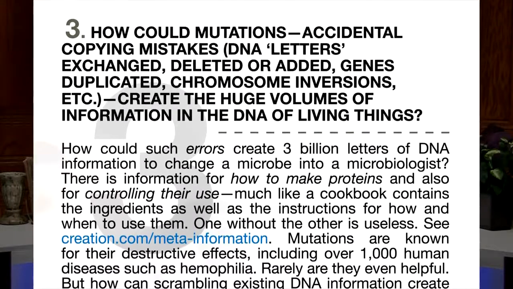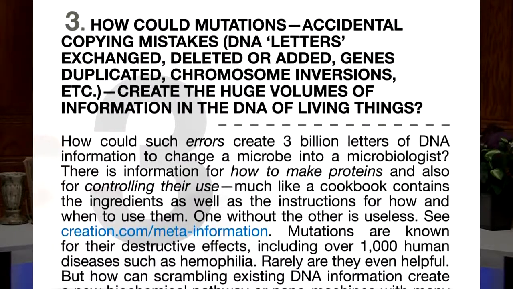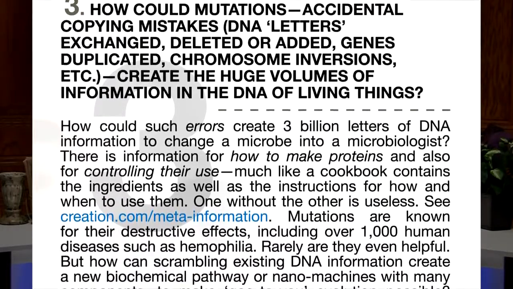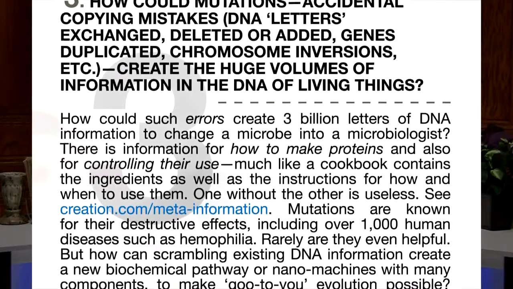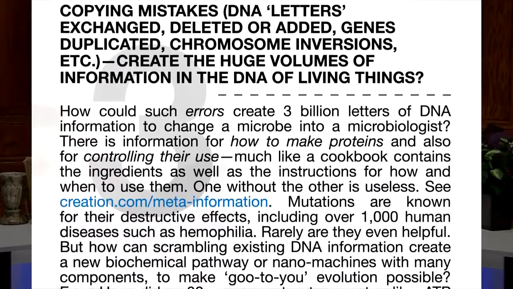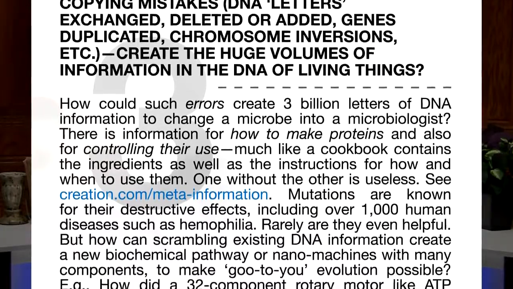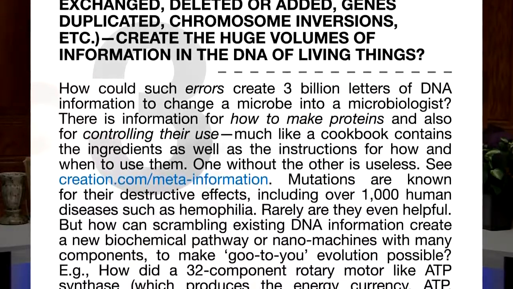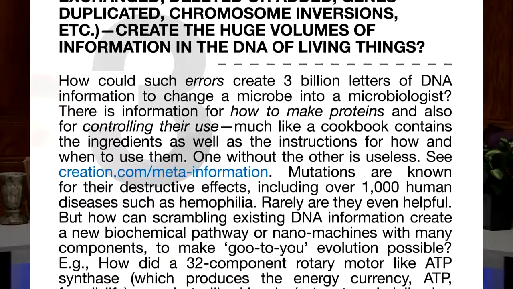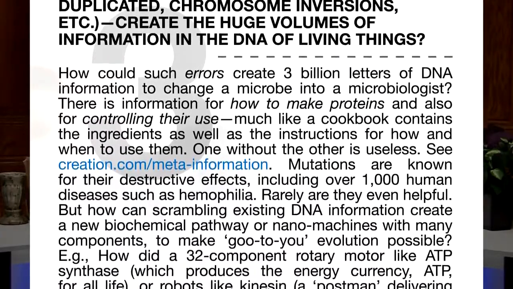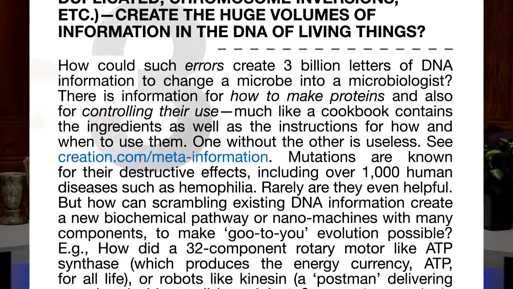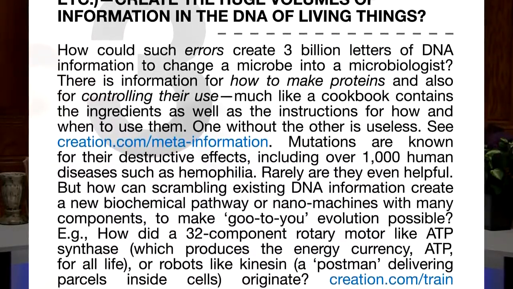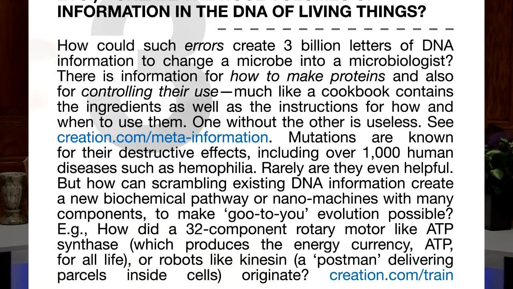Mutations are known for their destructive effects, including over 1,000 human diseases such as hemophilia. Rarely are they even helpful. But how can scrambling existing DNA information create a new biochemical pathway or nanomachines with many components to make goo-to-you evolution possible? For example, how did the 32-component rotary motor like ATP synthase, which produces the energy currency of the cell, ATP, for all life, or robots like kinesin, a postman, a delivery man essentially, that delivers parcels inside cells, originate?